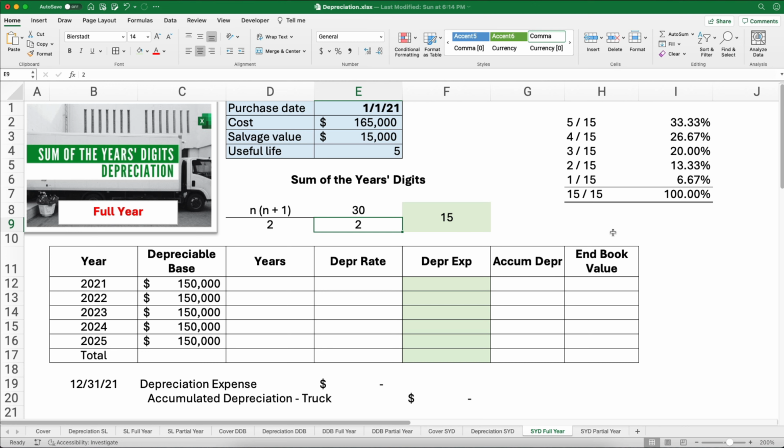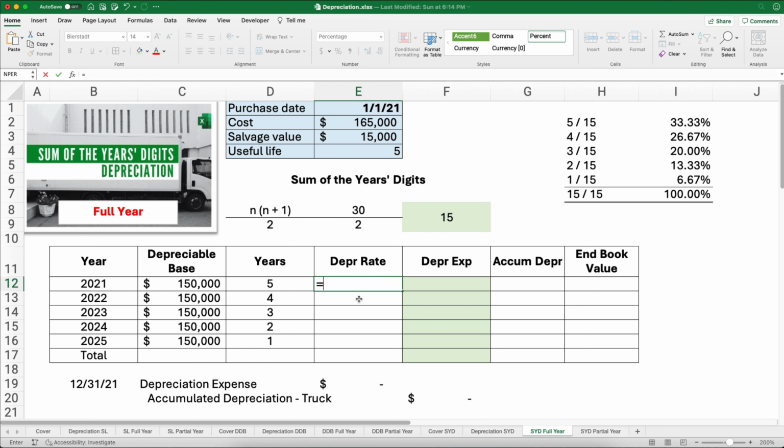So let's help illustrate this concept. We're going to have 5 over 15, 4 over 15, 3 over 15, 2 over 15, and 1 over 15. That will be 15 over 15, or if you convert it to percentages, that's 100%. So what we're going to do is use this rate every time. So we're going to have a 5-year, 4-year, 3-year, 2-year, 1 year, and we're going to have the depreciation rate.